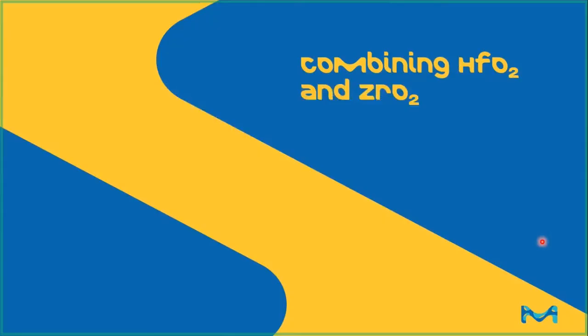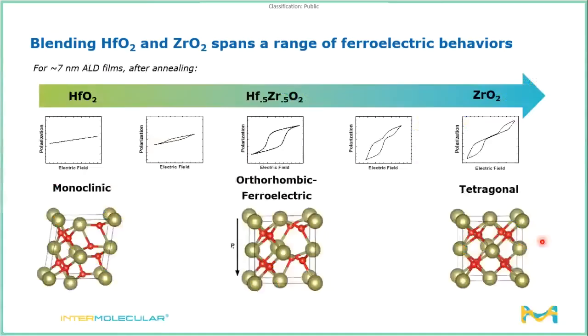So first, I'd like to talk about some experiments we did about combining hafnium and zirconium oxide together. So shortly after the discovery of ferroelectricity in hafnium oxide and doped hafnium oxide systems, people started looking at mixing hafnium and zirconium oxide together. The reason that this is such a natural fit is because hafnium oxide and zirconium oxide are literally like two peas in a pod.